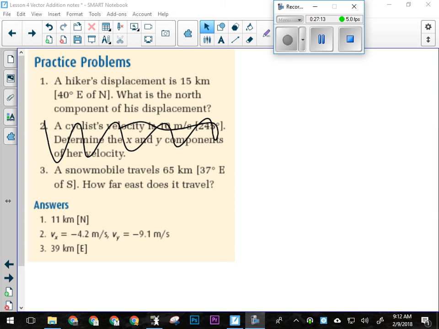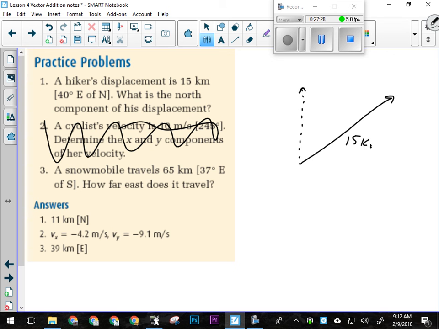On our first one, we are told that the displacement vector is 15 kilometers at 40 degrees east of north. So I'm going to draw a reference line that's due north, and I'm going to go 40 degrees east of it, like so. That's going to be 15 kilometers. This is 40 degrees, and then this would be their east component. The question only asks for the north component, which is which side?